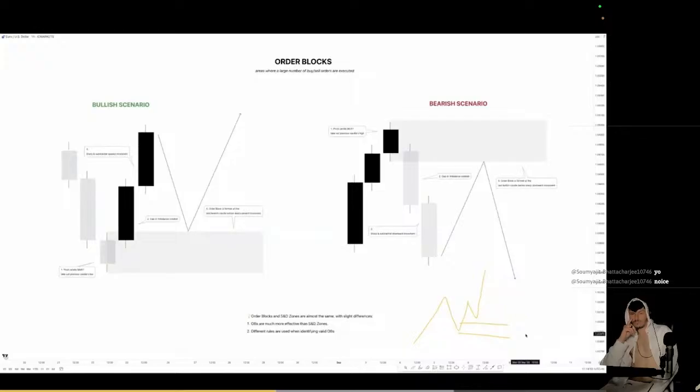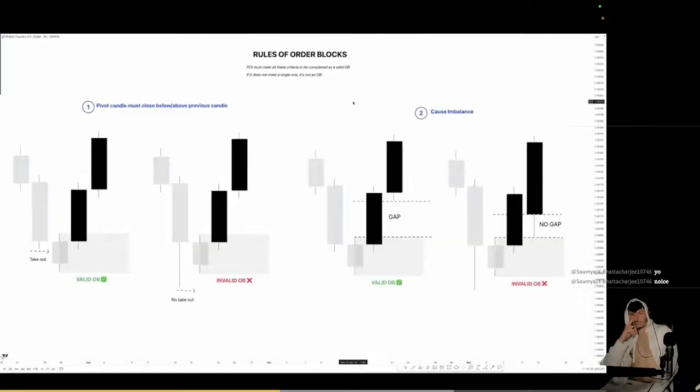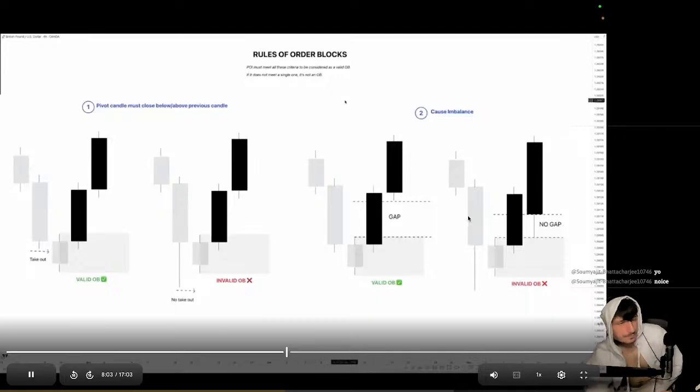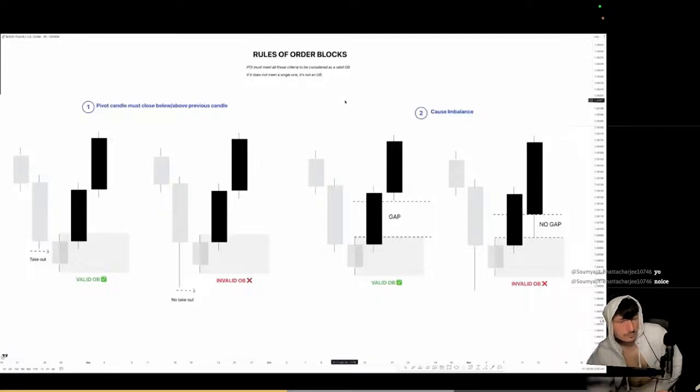Alright, next let's discuss the rules of order blocks, so that we can learn how to define a valid order block. So these are the rules of order blocks. There are basically 4 rules. I'm going to go through the first 2 and then go through the next 2 later. Now, for a point of interest to be considered a valid order block, it must meet all 4 rules. It must meet all 4 criteria.